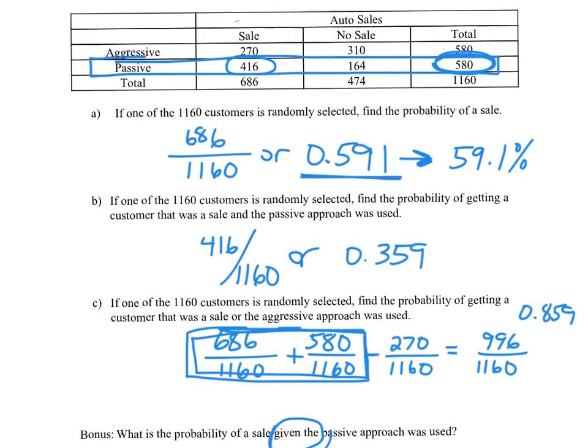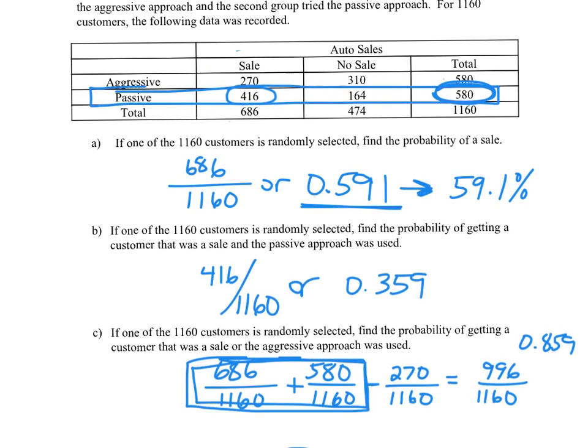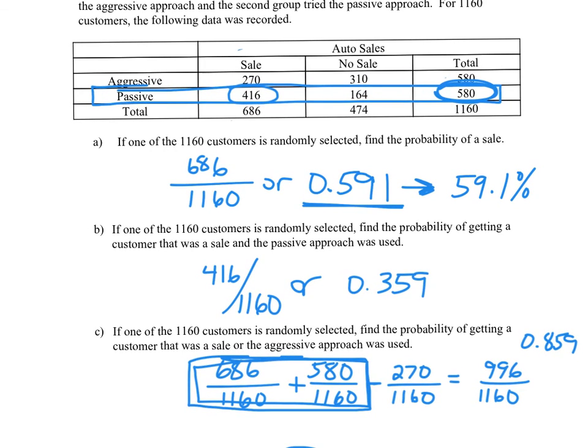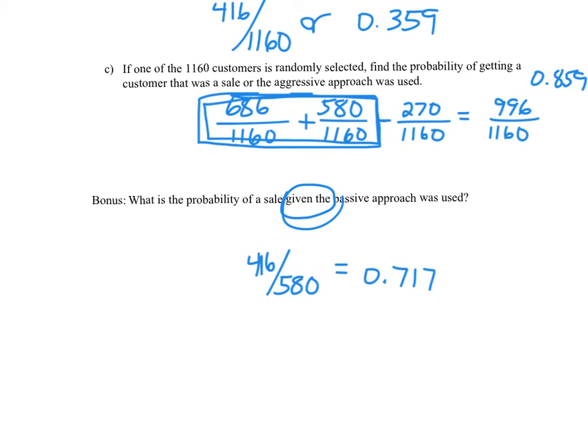Just for fun, let's do the probability of getting a sale given the aggressive approach was used. That's 270 out of 580. And 270 out of 580, let me calculate that for you. I haven't done that before now, is 47%, 0.47. So in this case, it appears that the passive approach is more effective.